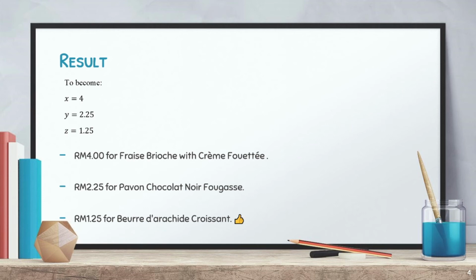The actual price of each pastry and bun is 4 ringgit for fresh brioche with cream fougasse, represented by X, 2 ringgit and 25 cents for Pavlova Chocolate Noisette Fougasse, represented by Y, and 1 ringgit 25 cents for Borodaci Croissant, represented by Z. Therefore, the results shown above conclude that fresh brioche with cream fougasse is the most expensive pastry and bun, which is 4 ringgit, while the cheapest is Borodaci Croissant, which is 1 ringgit and 25 cents.